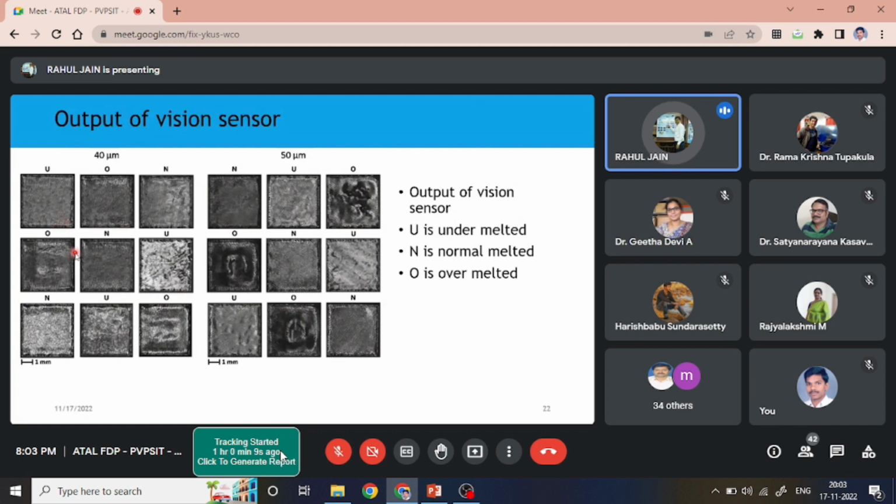If it is under melted, the output response would be please increase current by 10% or 15%, right? If it is over melted, the immediate output response of the feedback system would be reduce the current by 10% or 15%. And if it is normal, then go ahead with the process. So this way, during the process itself, the process can be enhanced in order to get a better product quality, right?